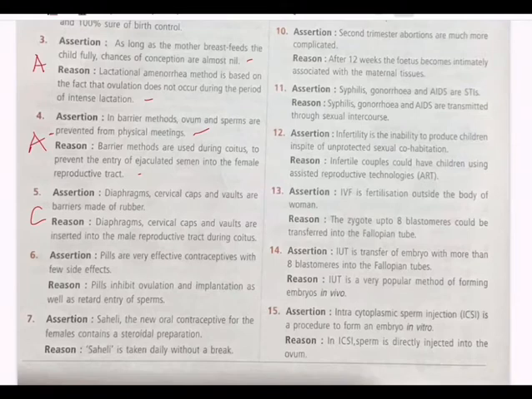What about question number 6? Assertion. Pills, the chemical ones, are very effective contraceptives with few side effects. Of course, side effects will be there. Good. Reason: pills inhibit ovulation and implantation as well as retard entry of sperms. This is also correct. And the reason is the correct explanation. So this has to be A.